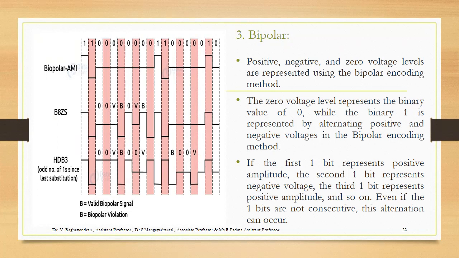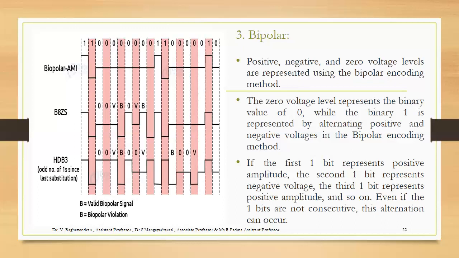The zero voltage level represents the binary value of 0, while the binary 1 is represented by alternating positive values and negative values in the bipolar encoding method. If the first 1 bit represents positive amplitude, the second 1 bit represents the negative amplitude. The third one represents the positive amplitude, and so on. Even if the 1 bits are not consecutive, this alternation can occur. Okay, all of you clear?